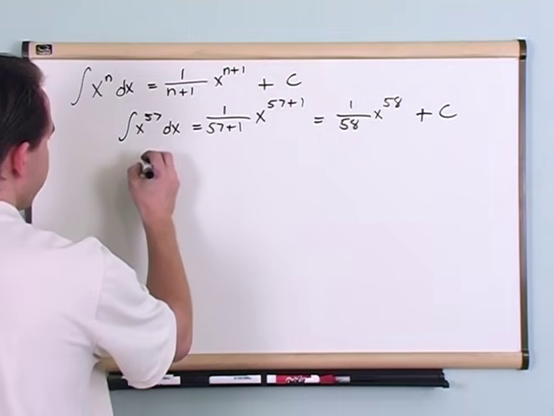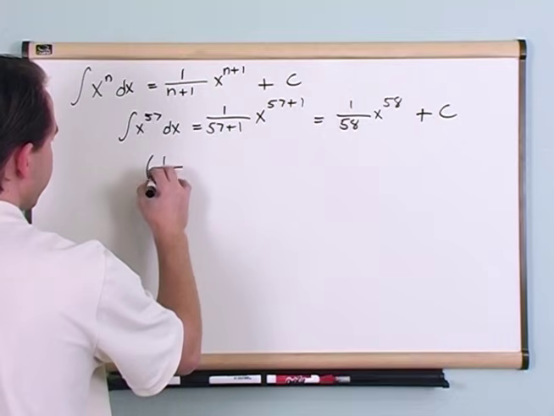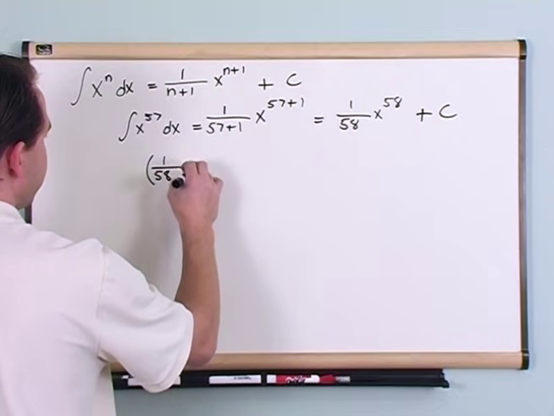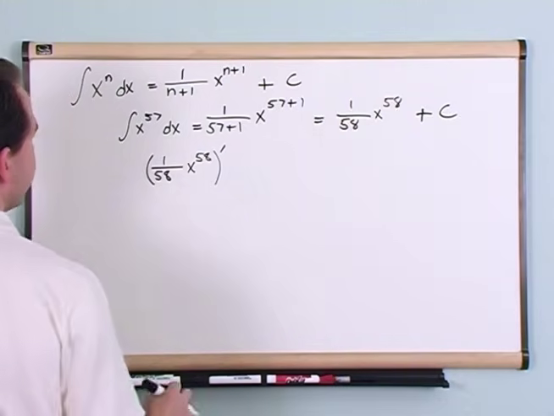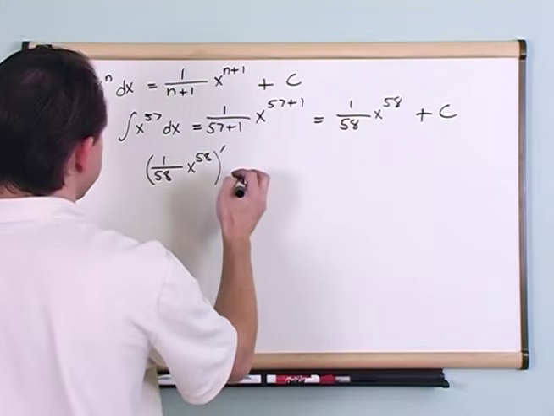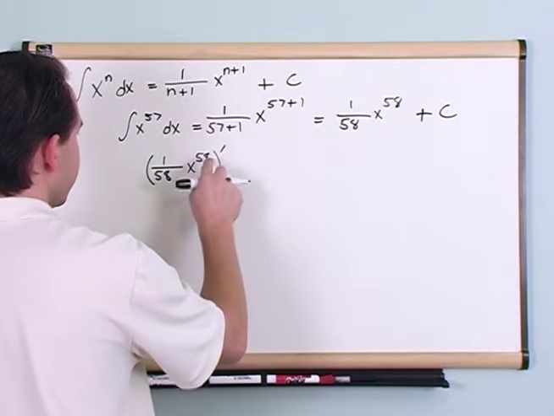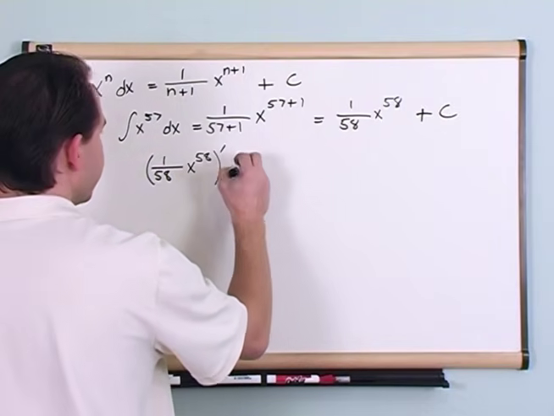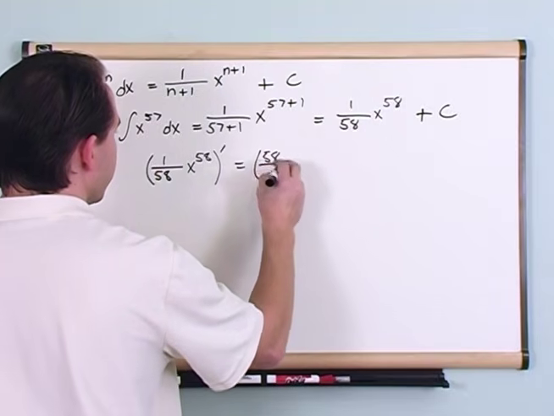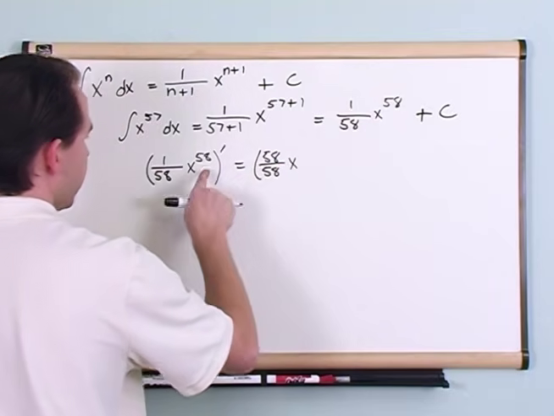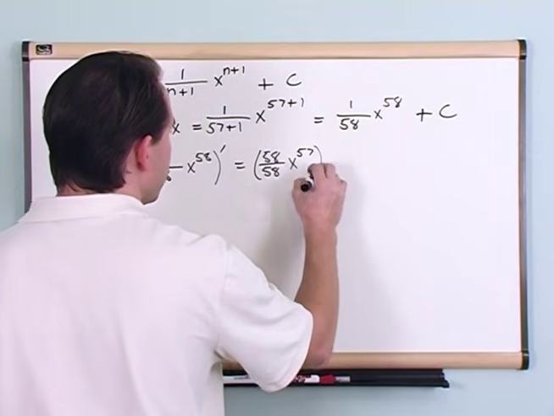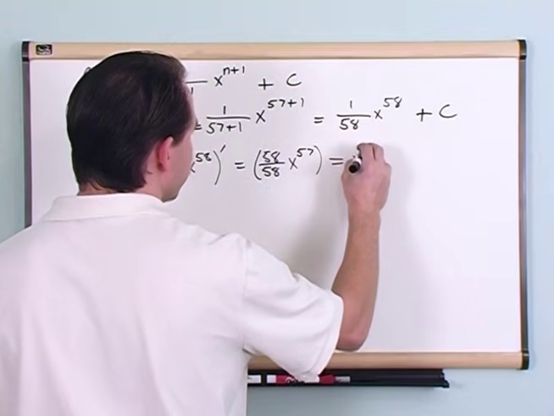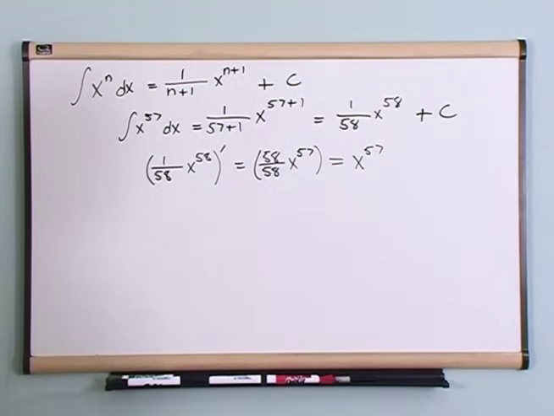Again, I'm going to show you why it's true. If you were to take 1 over 58 times x to the 58th power, and then you were to take the derivative of this, you should get back what you started with, right? Let's take the derivative of this. 58 comes out and gets multiplied, so what you have is 58 over 58 x, and then it's the exponent minus 1 to take the derivative, so it's 57. And I think you can convince yourself what you'll have is x to the 57, because you have a 1 out here in the front. So you end up where you started.